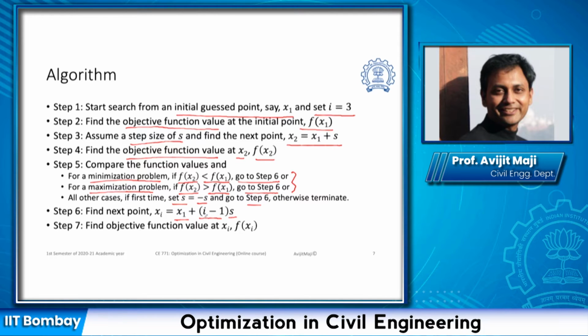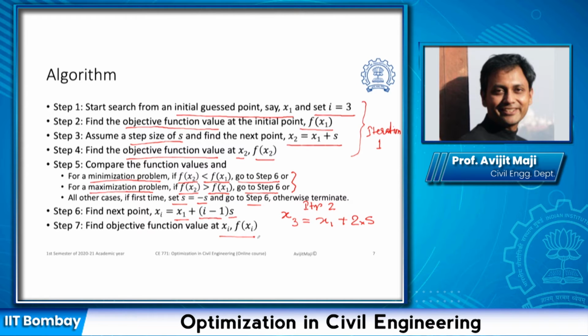So my first point is going to be I minus 1, which is 3 minus 1 is going to be 2 times S. So in the first iteration, or after completing, if we consider this as a first iteration, this can be iteration 2. So in iteration 2, my x3 is going to be x1 plus 2 times my step size. And at this particular point, we are finding out the objective function value.